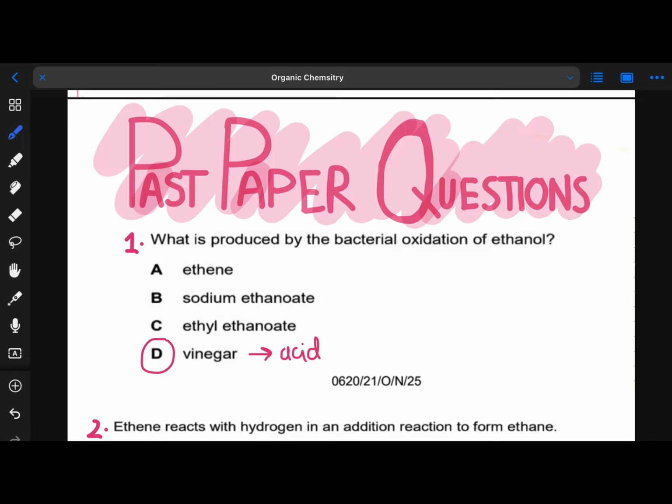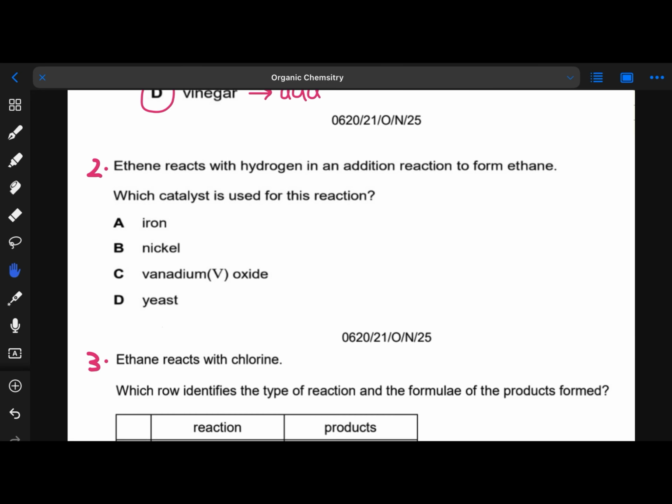Now, we cannot consider the rest of the options correct because ethene is an alkene, sodium ethanoate is a salt, and ethyl ethanoate is an ester, and therefore these are not the products of oxidation of ethanol. Alright, so now let's move on to the second question.